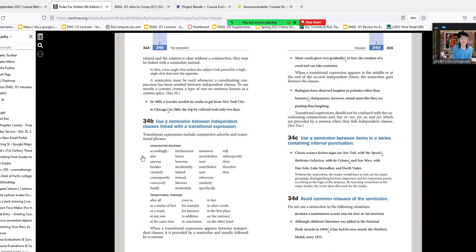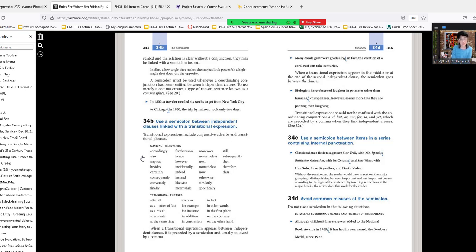Transitional phrases: after all, as a matter of fact, as a result, at any rate, at the same time, even so, for example, for instance, in addition, in conclusion, in fact, in other words, in the first place, on the contrary, on the other hand.